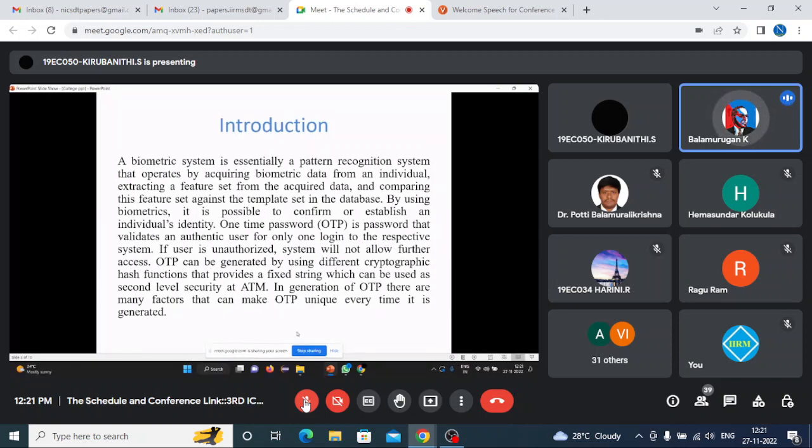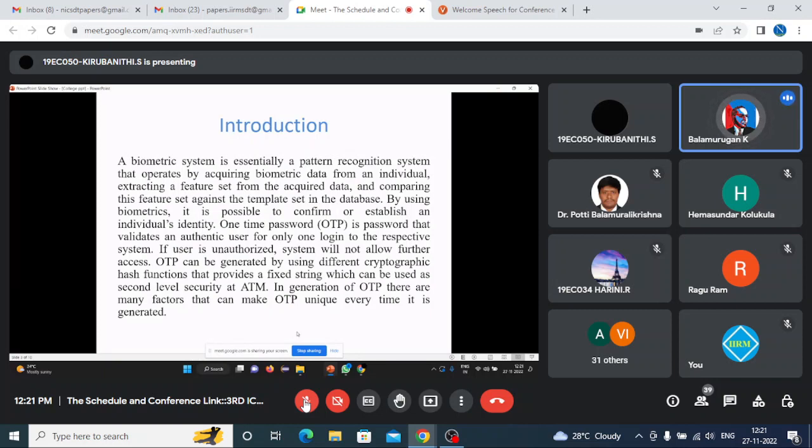Introduction. A biometric system is essentially a pattern recognition system that operates by acquiring biometric data from an individual, extracting a feature set from the acquired data, and comparing this feature set against the template set in the database. By using biometrics, it is possible to confirm or establish an individual's identity.